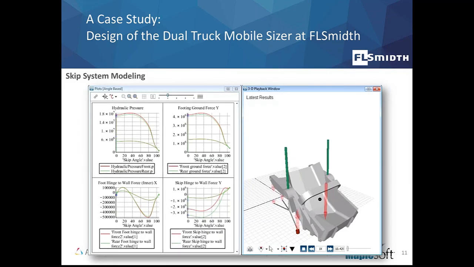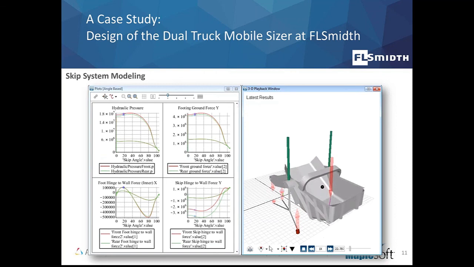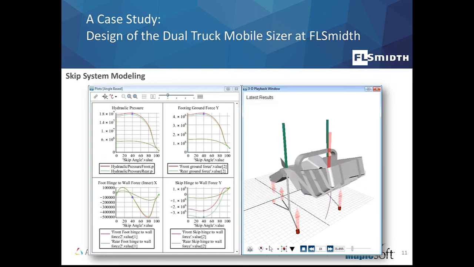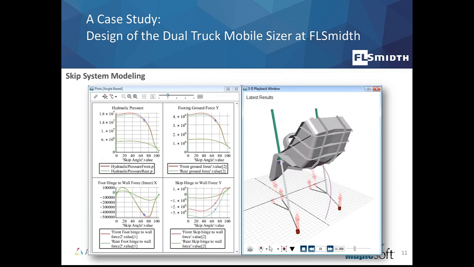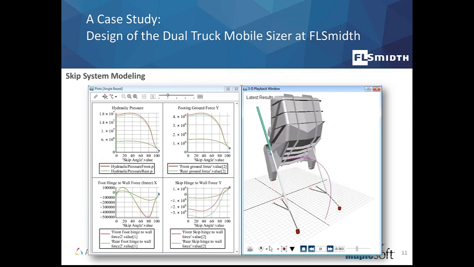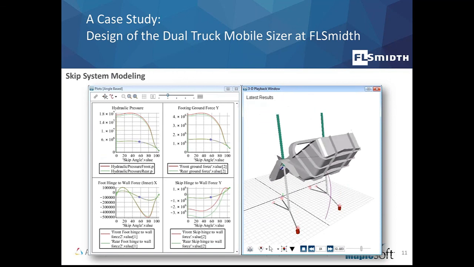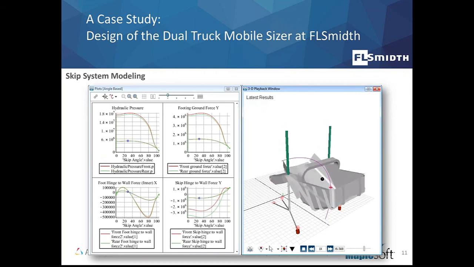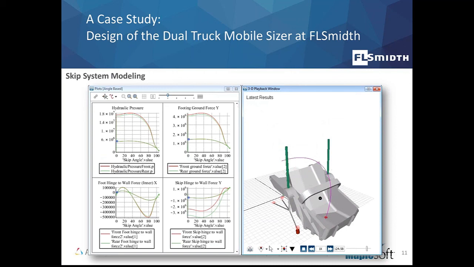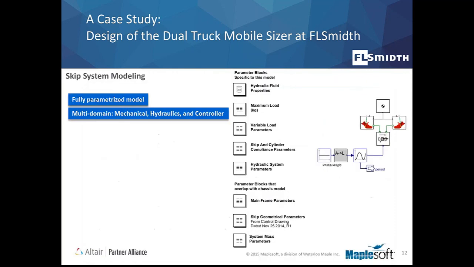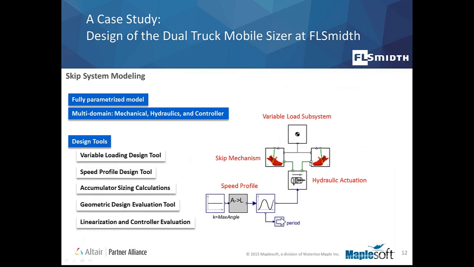Okay, so let's look at some more details of this project that we have been involved with. Here we see the skip system going up and down in MapleSim. Similar to the plots that you've seen before, we can plot versus time the forces and the hydraulic pressure, and this is invaluable information for the designer when they tweak and adjust their design. The model was, as I mentioned, fully parameterized. There's a multitude of parameters incorporated in there. And as I mentioned earlier, this is an example of a multi-domain system which included mechanical, control system, and hydraulics.